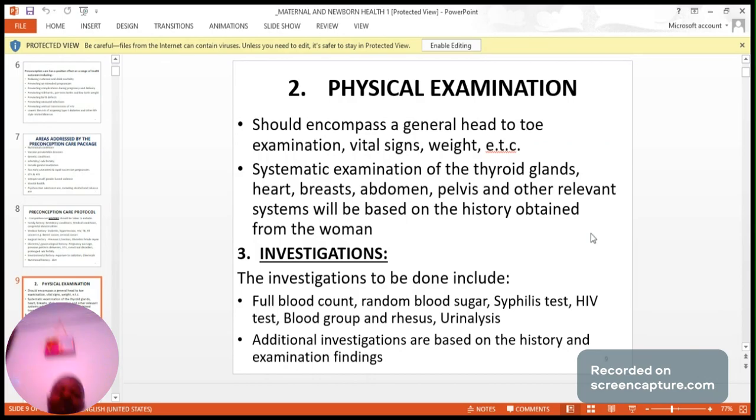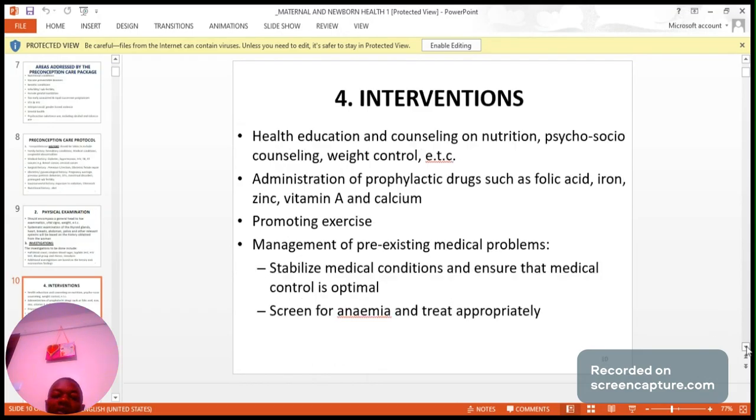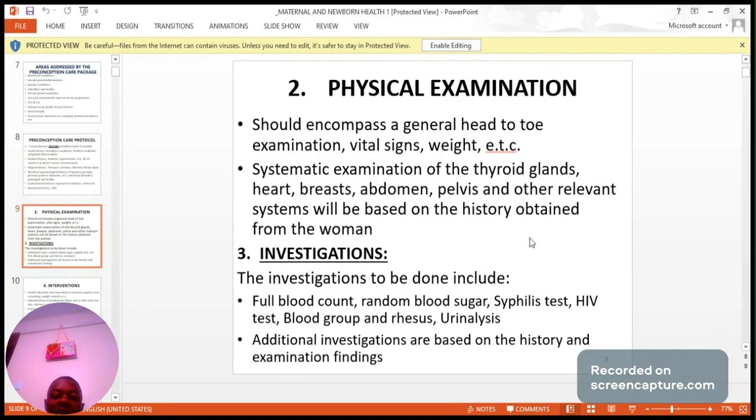Then investigation. Mostly what we do is full blood count, random blood sugar, syphilis test, HIV test, blood group and rhesus ratio. This is what we call the bioprofile, or the antenatal care profile. Additional investigations are based on the history and examination findings. When you are doing your history and realize there is a need for culture, you will do blood culture. If you see a need for serum amylase, you will do that. If you realize from your history that you need lymphocyte counts, you will do that. All those on the ANC profile, like full blood count, random blood sugar, syphilis test, HIV test, blood group and rhesus, and urinalysis, are key and very important to be considered.